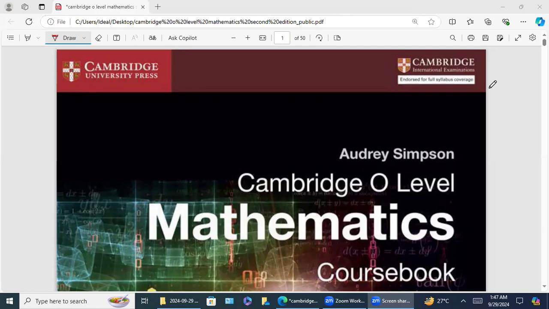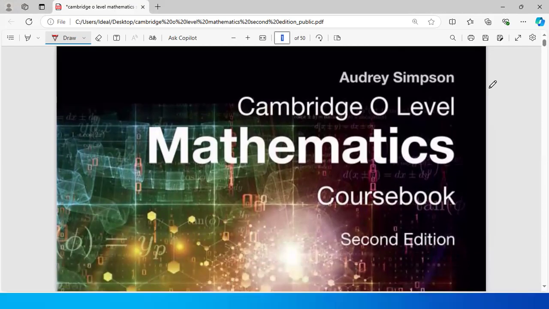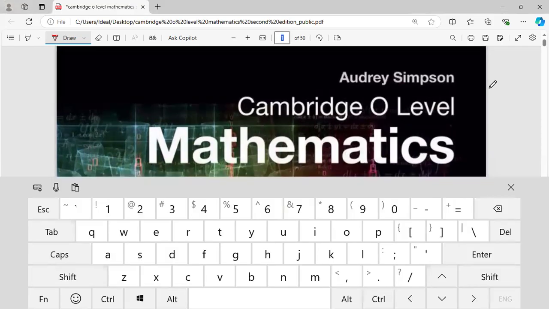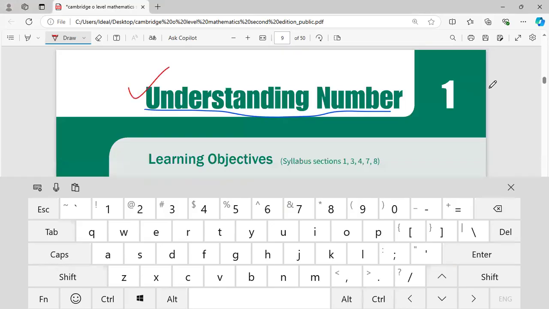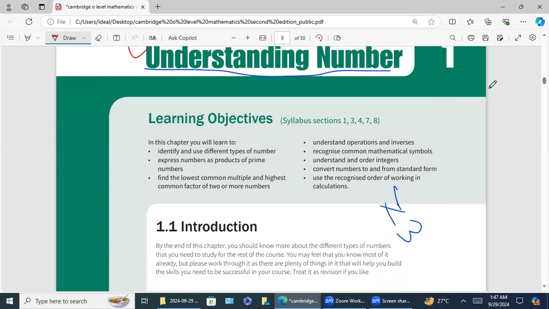So this is a Cambridge O-Level Mathematics course book, and this is the second edition. Keep with me. We are going to start the first chapter, which is understanding number. First of all, we have to understand the number system.